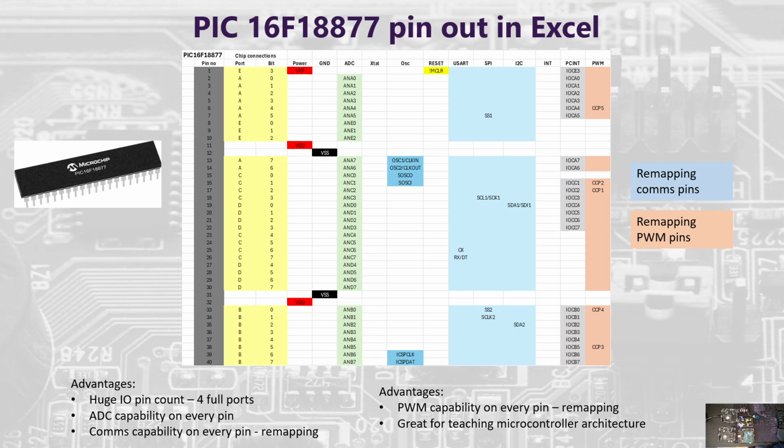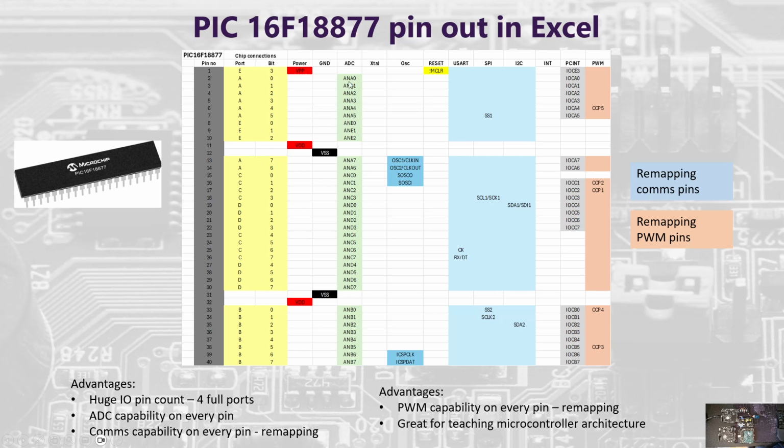Let's have a look at what it's like for a 16F18877. Now this is a much more modern microcontroller than the Atmega, which the Arduino is based on. It's got 40 pins, and you can see the ports and bits there. The great thing about the PIC is you've got 4 full ports, A, B, C, D, and then you've got a few on port E as well. And it's really quite convenient sometimes to have those full ports.